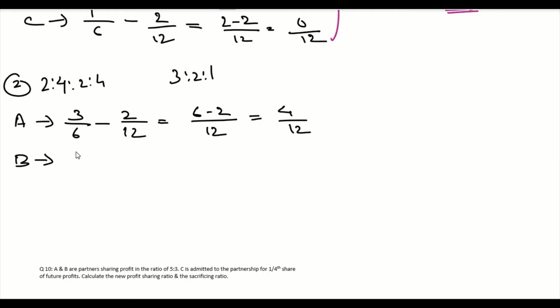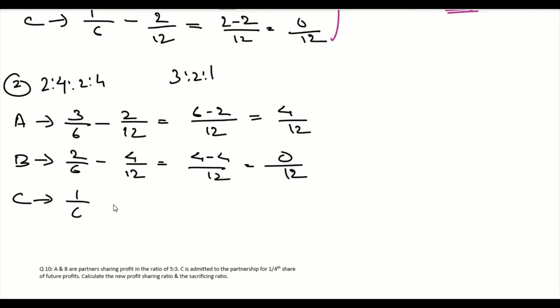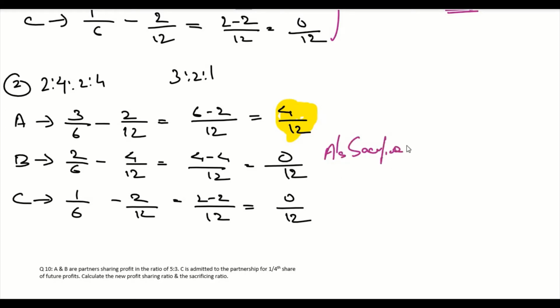For B, it is 2/6 his original share, the new share is 4/12. That will give 4 minus 4 over 12, which is 0/12. He didn't make any sacrifice. For C, it is 1/6 minus 2/12. That is 2 minus 2 over 12, which is equal to 0/12. So here he didn't make any sacrifice. The only person who sacrificed is A. So here also A's sacrifice is 4/12. If you simplify it, it is going to be 2/6.